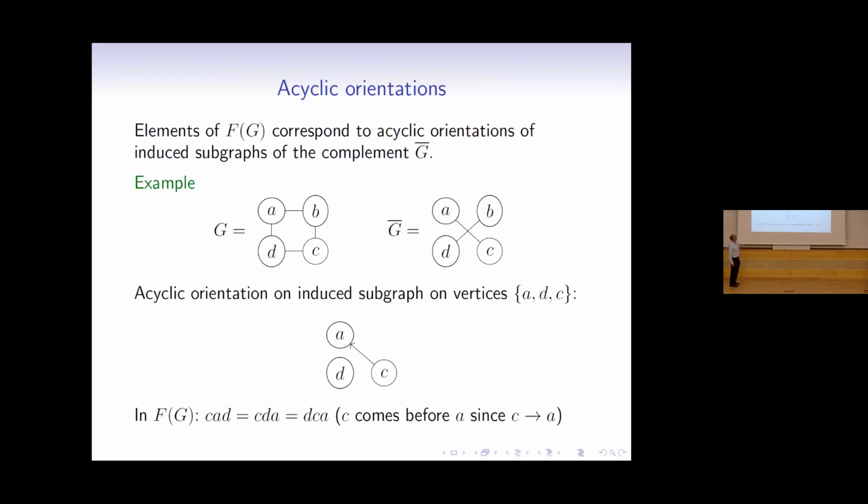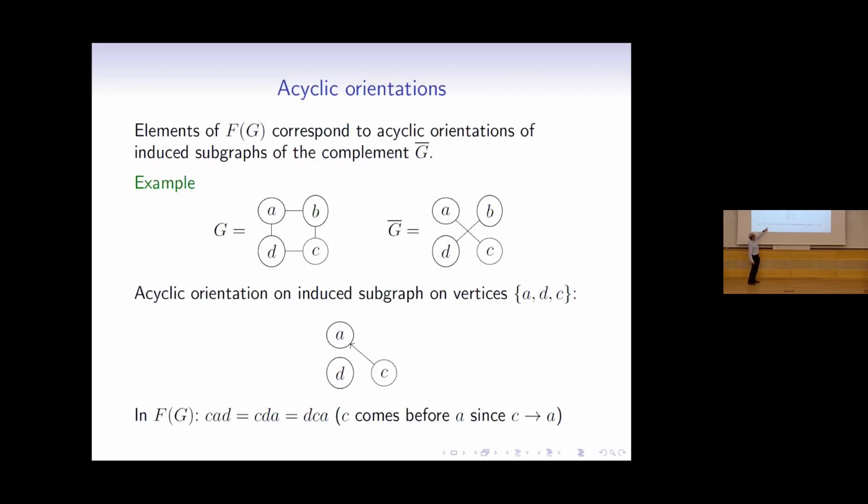Well, I know A and D commute, and I know D and C commute, but I don't know anything about C and A. Well, there are two choices: C comes before A, or A comes before C. So this acyclic orientation corresponds to these three elements, C, A, D.